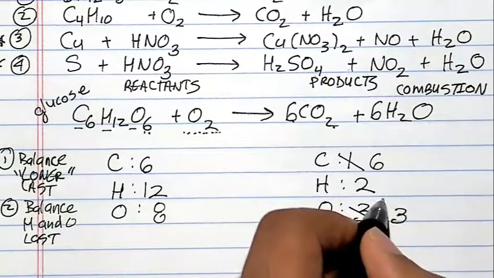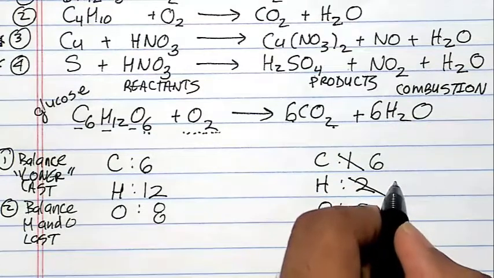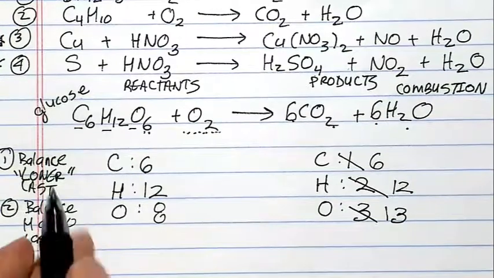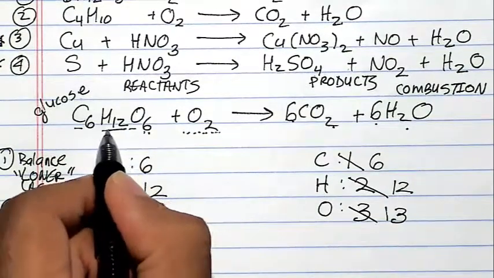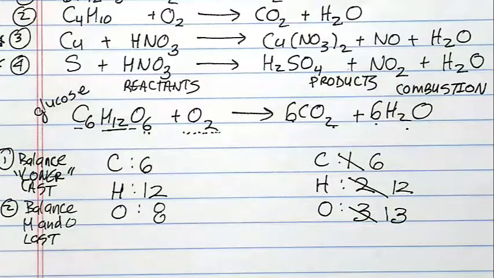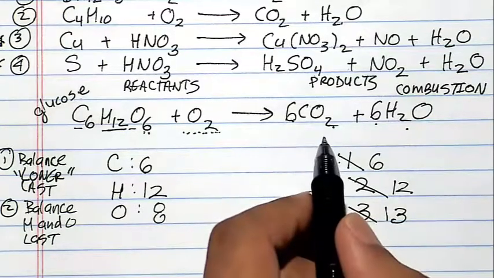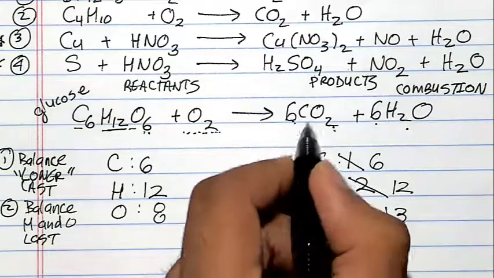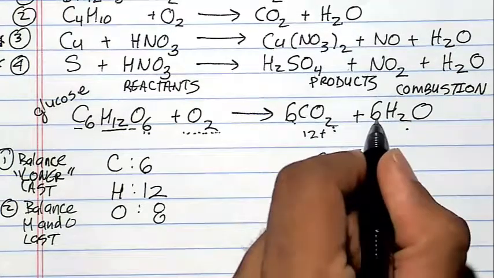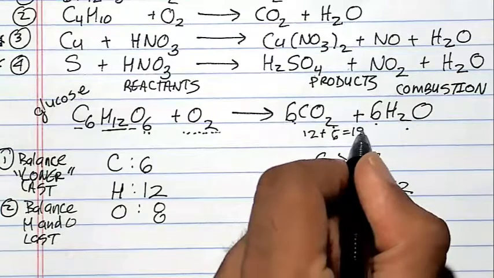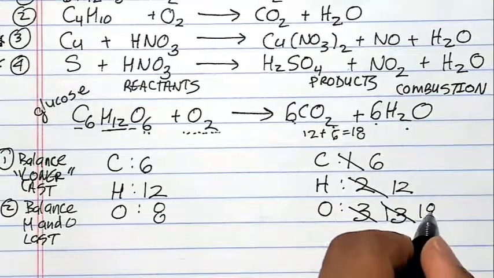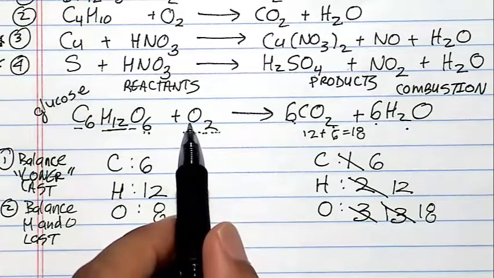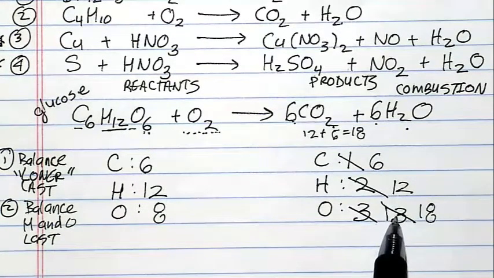I can put a 6 in here, and that gives me 12 hydrogens on the product side, 6 times 2, with 12 hydrogens on my reactant side. All right. So how does that change my oxygen? Now I have, in terms of oxygen, 6 times 2 is 12, plus 6 is 18. Okay, so now I have 18. Now how do I get 18 here on the reactant side to balance my oxygens?